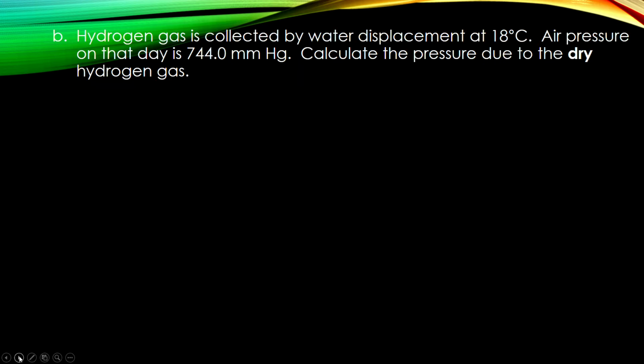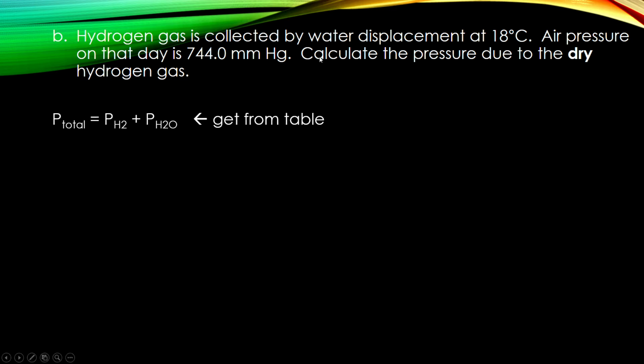All right, so the second problem here. Hydrogen gas is collected by water displacement at 18 degrees Celsius. The air pressure on that day is 744 millimeters of mercury. Calculate the pressure due to the dry hydrogen gas. Now, we know, because we've talked about it, that the total pressure of the gas in there is the pressure of the hydrogen and the pressure of the water vapor. Remember, the water vapor pressure we will get from a table that I'll show you in a second.